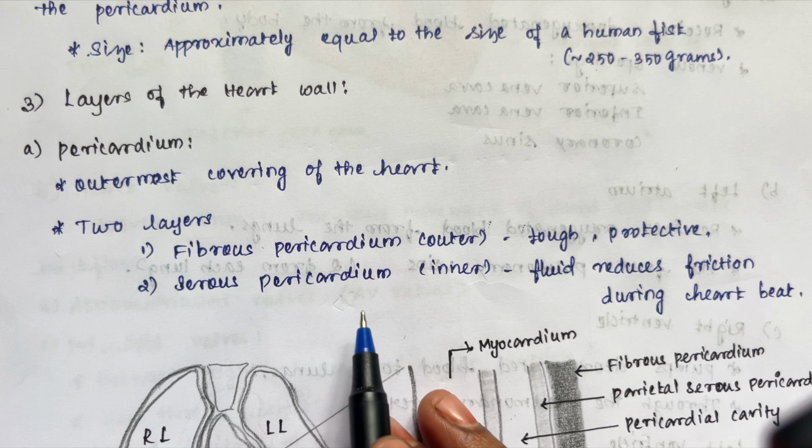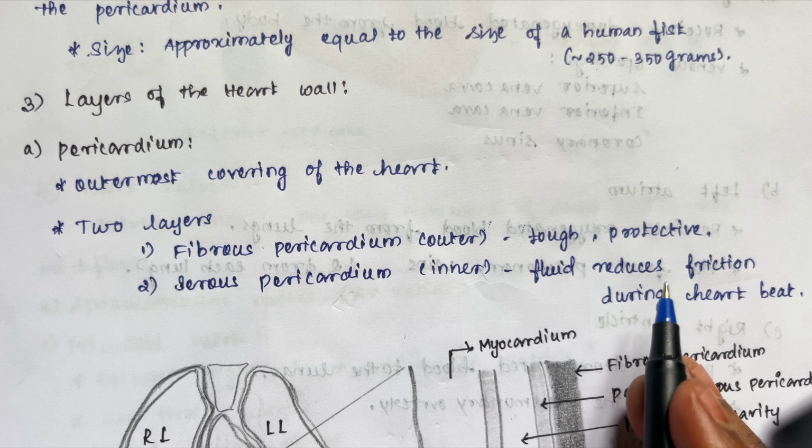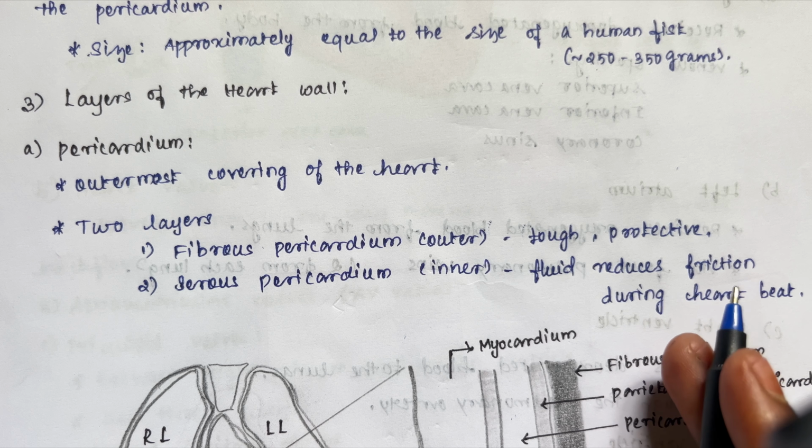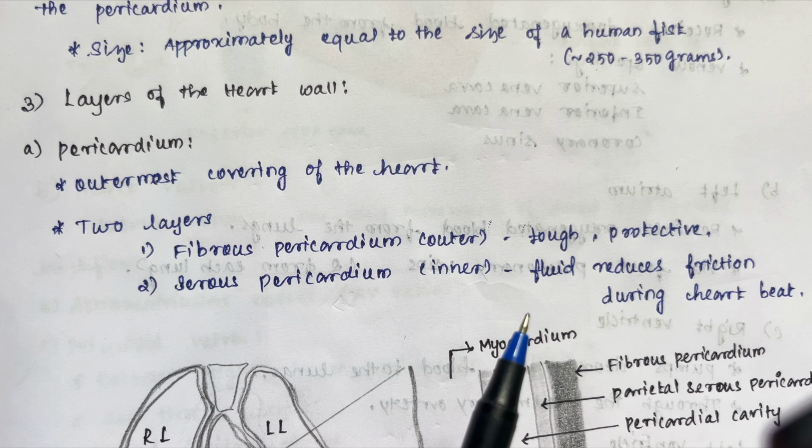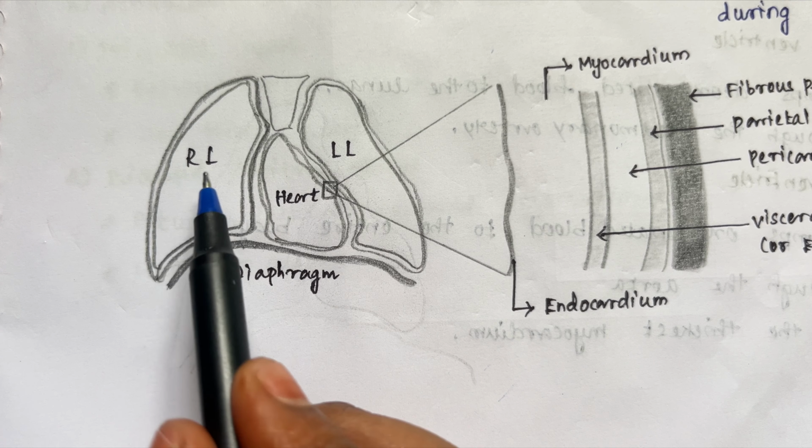Next one, the serous pericardium. This produces a slippery fluid to reduce friction during every heartbeat. This fluid is important because the heart contracts around 100,000 times per day. So we definitely need something to prevent friction and damage. I will explain using a diagram.